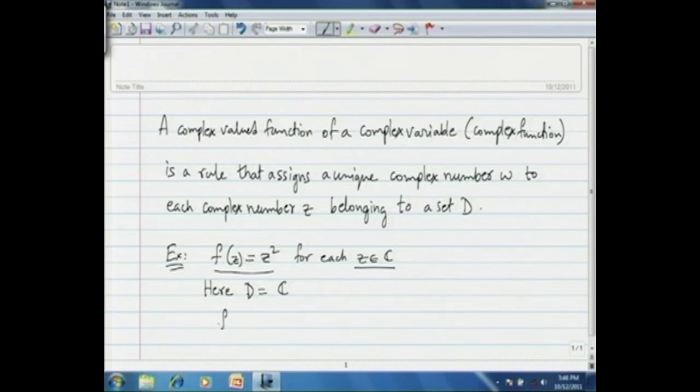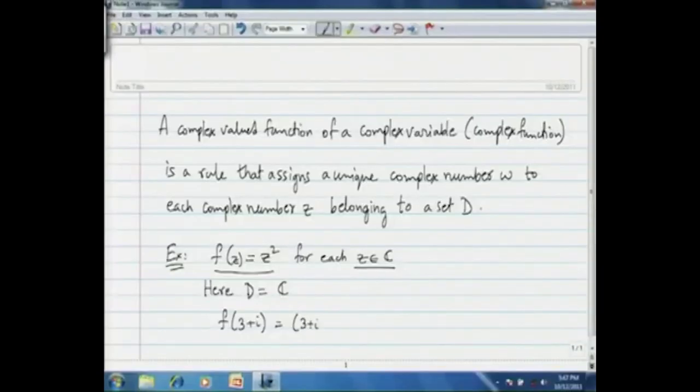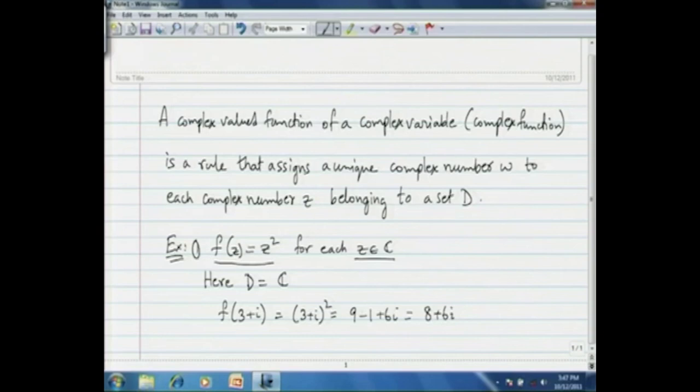Okay. And let us do an example computation. f of 3 plus i, where 3 plus i is a complex number, is going to give you 3 plus i squared. So this is 9 minus 1 plus 6i, which is 8 plus 6i. Okay. So given a complex number, we can compute what this rule f does to that given complex number. Let me call this example 1.